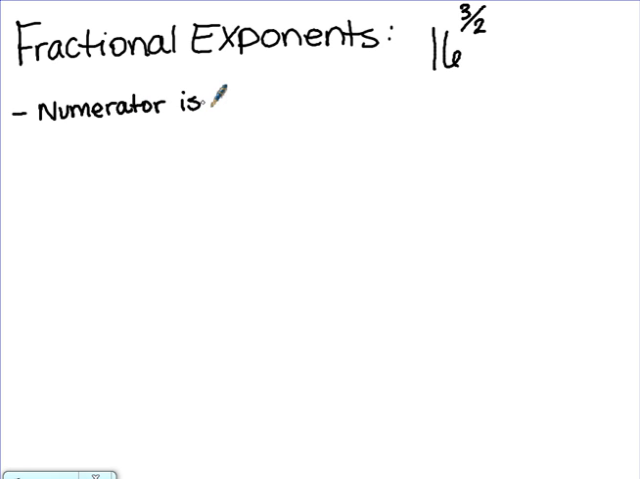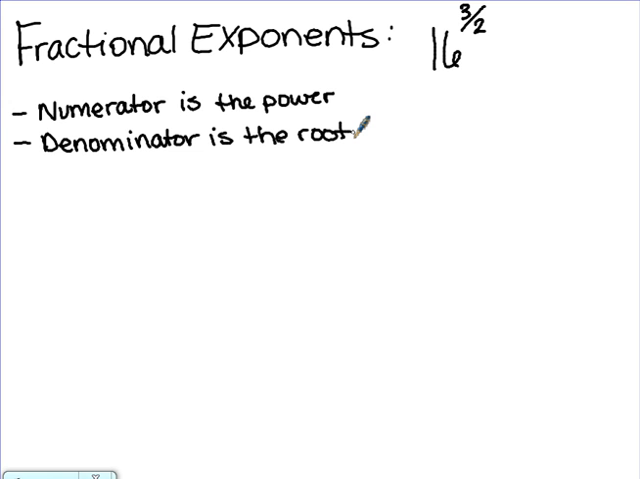is the power and the denominator is the root. So going back to our example, 16 to the 3/2. The numerator is the power, so we're taking 16 and raising it to the 3rd power. The denominator is the root, so we are taking the square root. So we're doing the square root of 16 cubed.